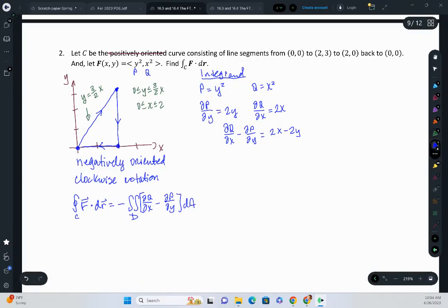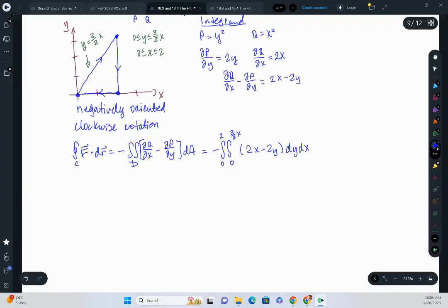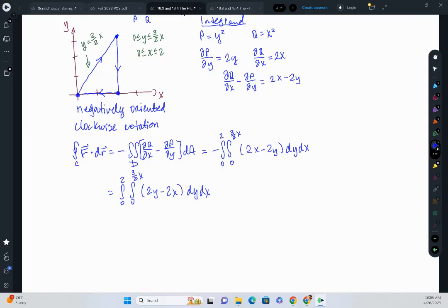Okay, so those are going to be our bounds. Let's plug everything in. We have the negative double integral, and the outer bound is 0 to 2. The inner bound is 0 to 3/2 x. The integrand in parentheses is 2x minus 2y, and then we have dy dx. Right away, I am going to distribute that negative sign so that I don't lose it. So this becomes the integral from 0 to 2, the integral from 0 to 3/2 x of 2y minus 2x dy dx. Now that that's taken care of, I can not worry about it.